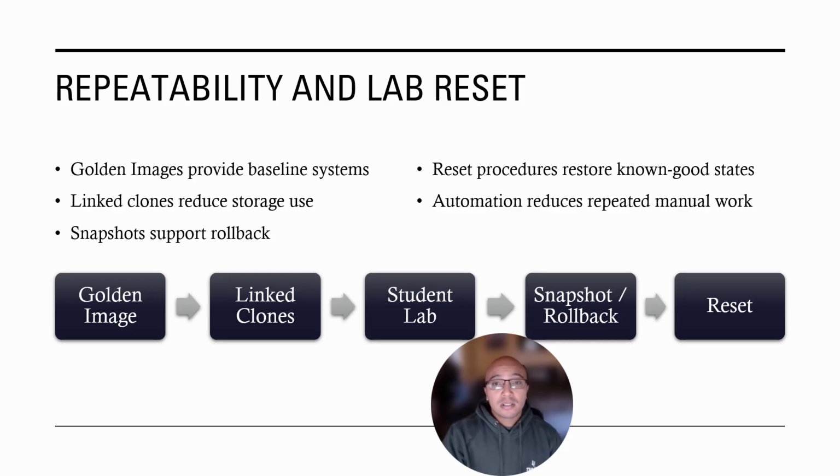When a class starts, the hypervisor can create linked clones from those templates rather than copying a full virtual disk for each student. That saves storage space and speeds up deployment. Snapshots and rollback procedures allow the lab to be reset after use. If a student breaks a configuration, completes an exercise, or leaves the system in an unknown state, the environment can be restored without manually rebuilding everything.